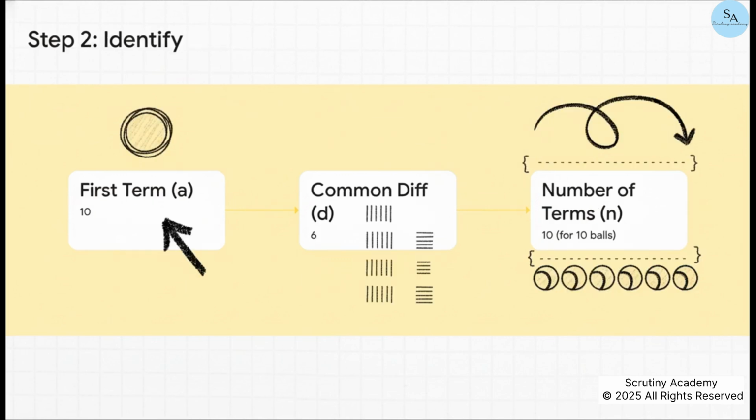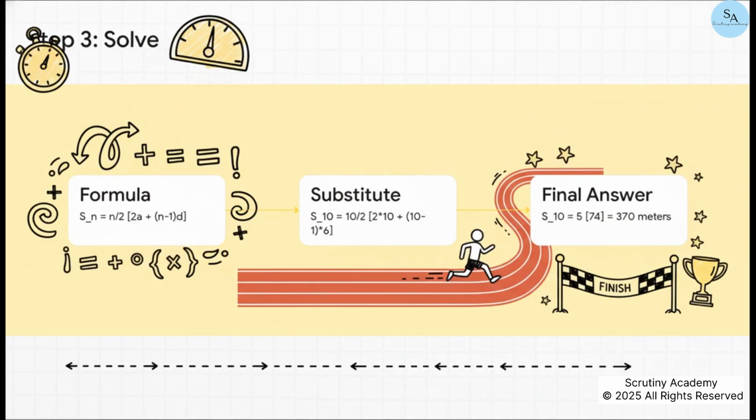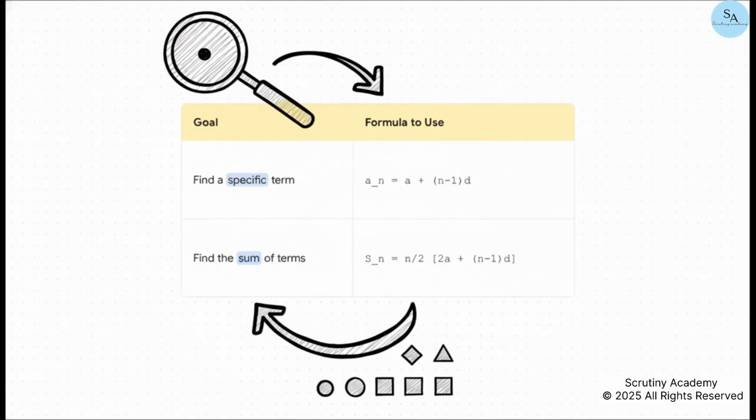We have our 3 key ingredients. a is 10, d is 6, and n is 10. We plug these values into our sum formula and solve. The total distance the runner has to run is 370 meters. Here's a quick summary. If you want to find one term, use the top formula. If you want to add up a series of terms, use the bottom one.